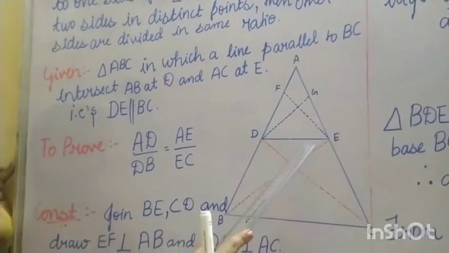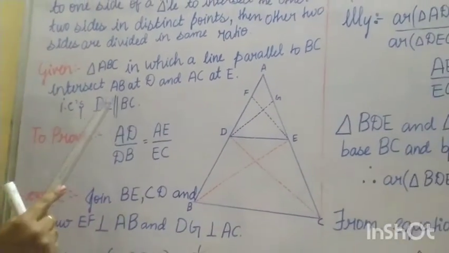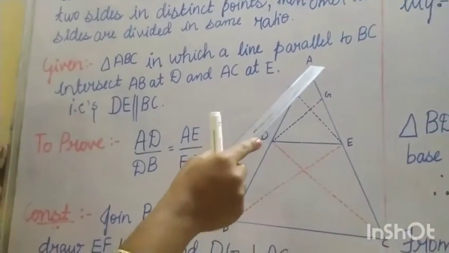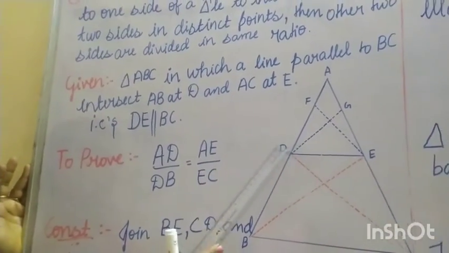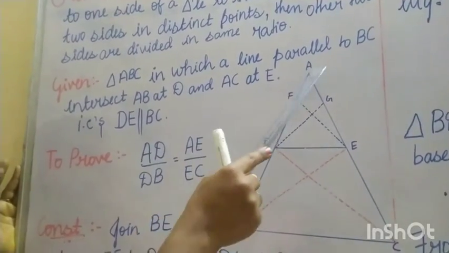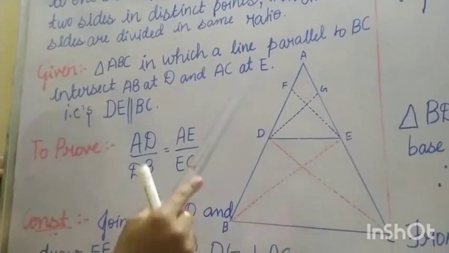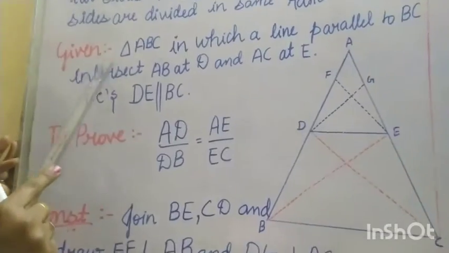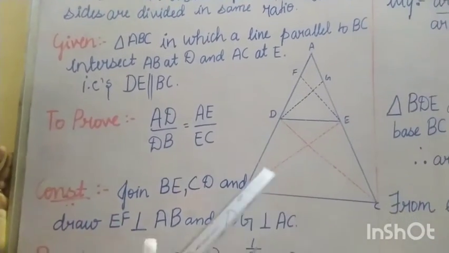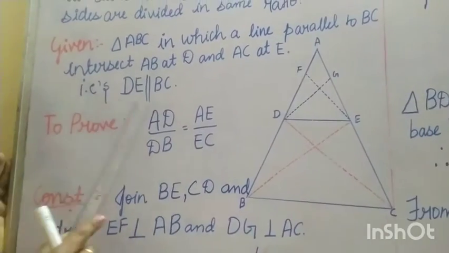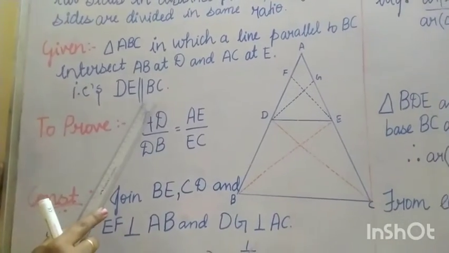Which line is parallel to BC? DE is a line which is parallel to BC, which is intersecting AB at point D, and it is also intersecting AC at E. These are the things we have to write in the given column. Also we have to write DE is parallel to BC. That is what has been written here.